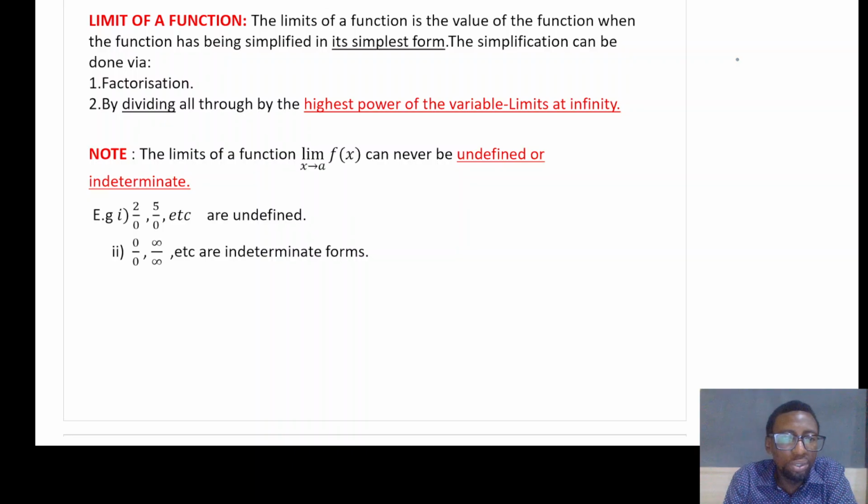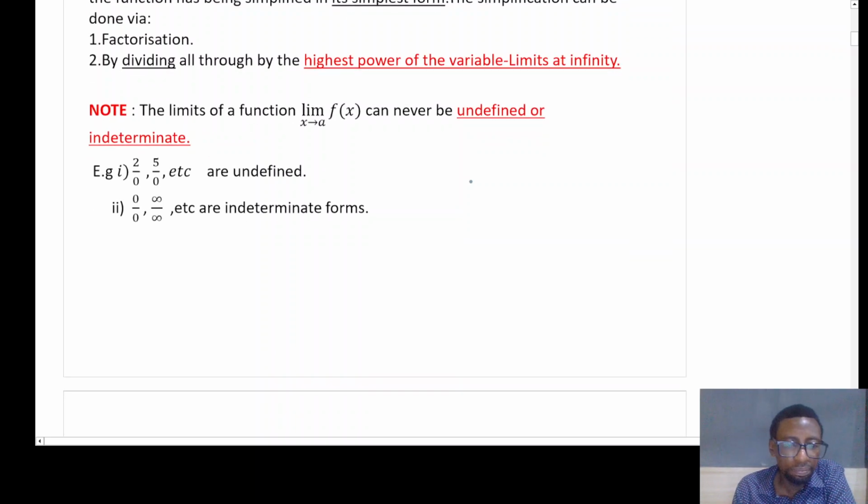Limits of a function. So what do we mean by limit of a function? The limit of a function is the value of the function when the function has been simplified in its simplest form. Wow, that's a whole lot of story. Let me explain like this.